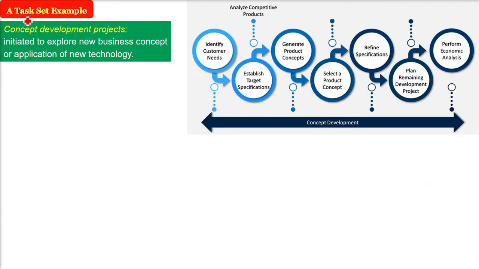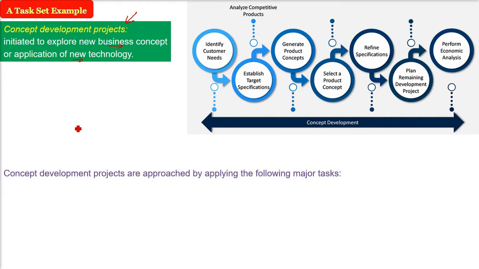A task set example. So let us take the project. There are 5 different types of projects. So concept development projects, as we know, are initiated to explore a new business concept or application of new technology. Let us see how we can make the task set for these concept development projects.